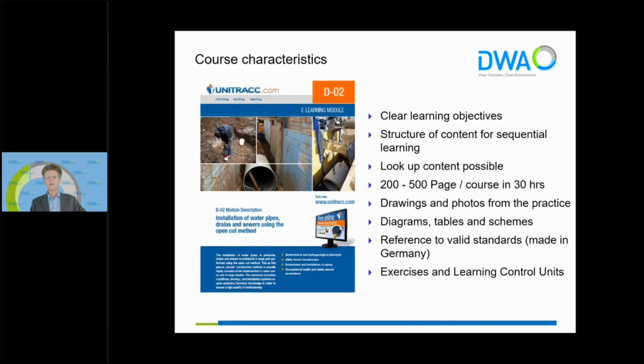What is common to all these 6 trainings? Common is that they all have clear learning objectives and a good structure to find the content again that you want to enter into the training. So 200 to 500 pages of courses. This is well adapted for 30 hours of self-learning activities.